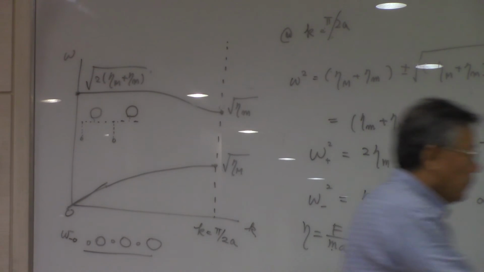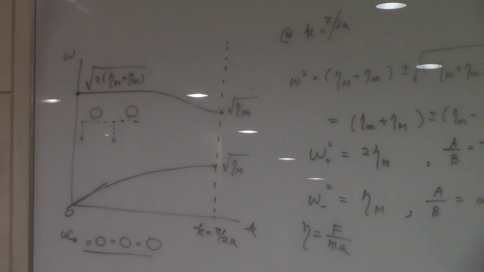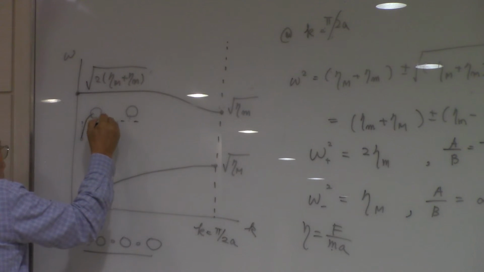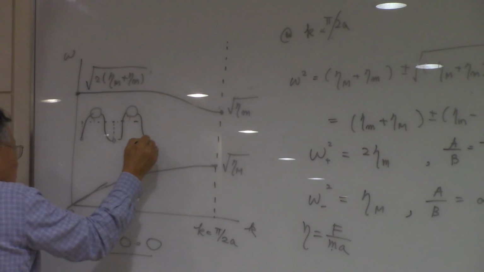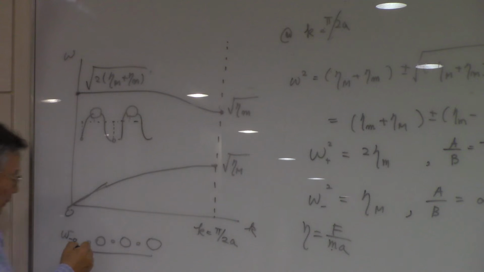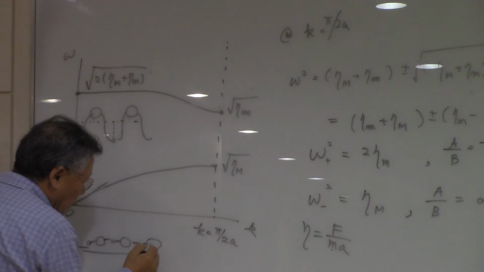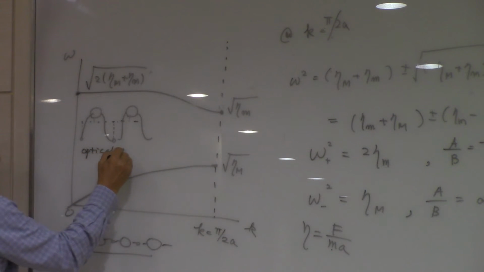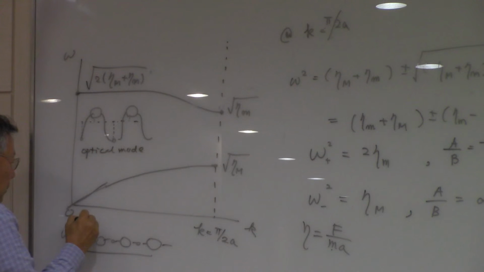That is this. The movement minus sign means it moves in the opposite directions, and the ratio is going to be inversely proportional to the mass itself. So the atomic movement, the wave is going to look like this. Something like this. Here the wave is going to look like this, okay? So this is going to be called the optical mode. This is the acoustic mode.